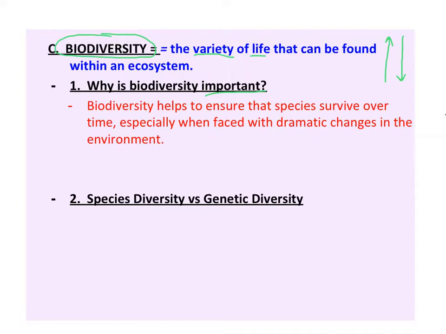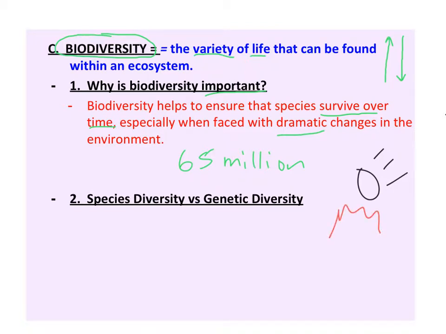Biodiversity helps to ensure that species can survive over time, especially when something dramatic happens, some sort of dramatic change. For example, 65 million years ago, there were dinosaurs walking the earth. But I think you guys know a giant asteroid came flying to the earth and exploded, and all the dinosaurs went extinct. Well, most of the dinosaurs went extinct. Some, they say, evolved into birds.